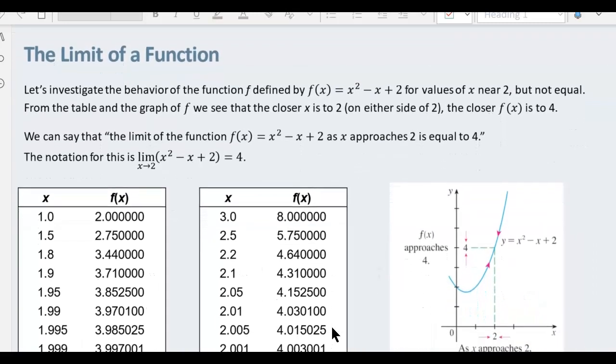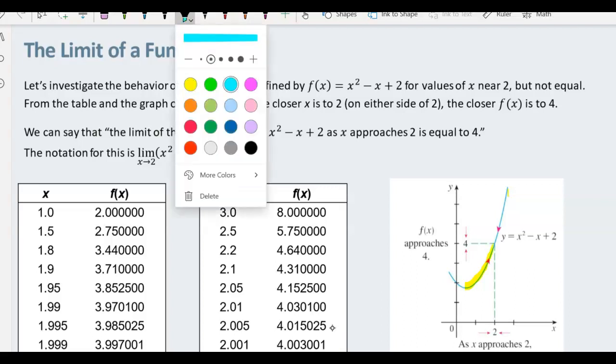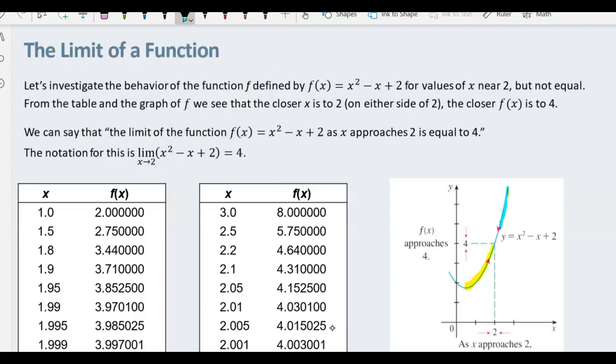Let's consider the function x squared minus x plus 2, and I've got a graph over here on the bottom right-hand corner. We want to consider what's happening when we get very close to x equals 2, but not at x equals 2, just approaching from, let's say, the left side coming up here, and then also approaching from the right side coming down here. We want to know what's happening right at that exact point.